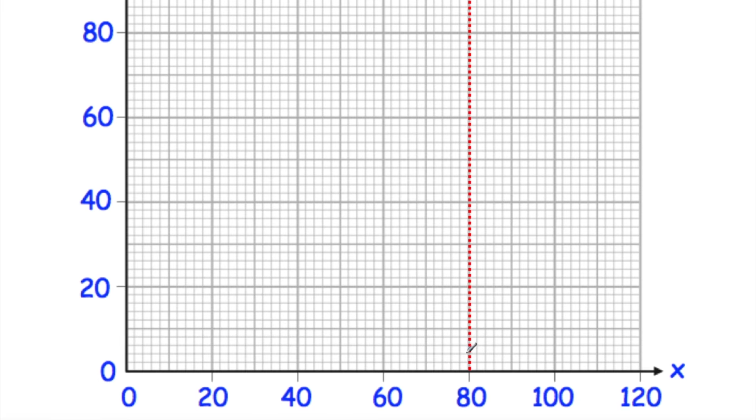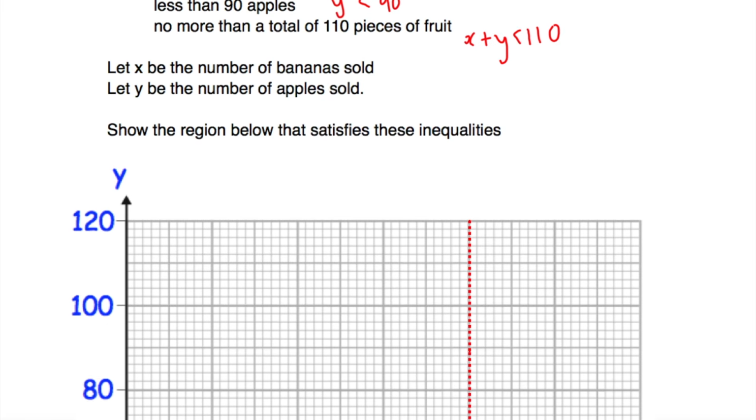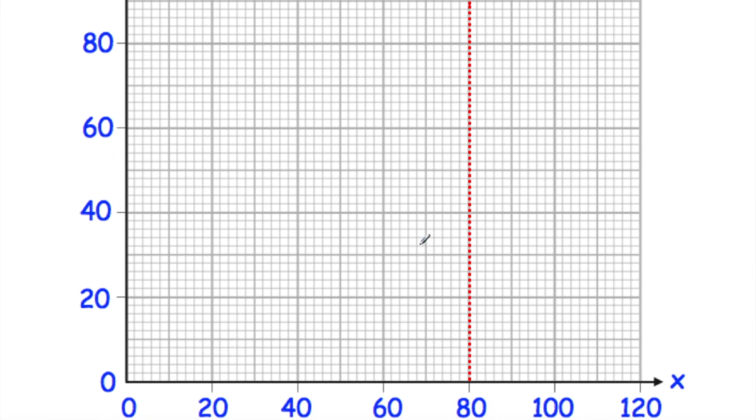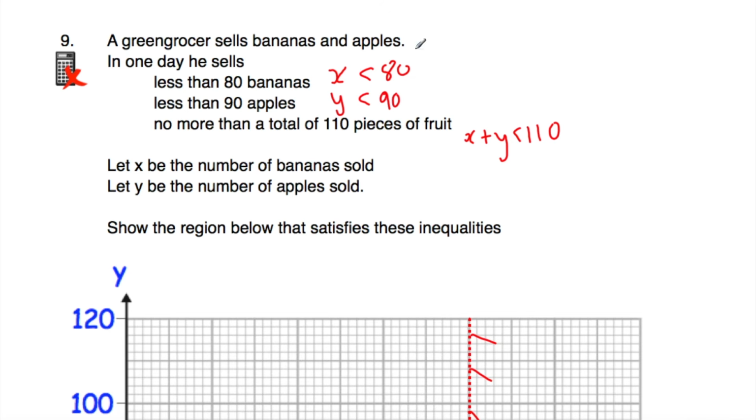Okay, so I've drawn the graph of x equals 80, but the inequality was that x is less than 80. So that means that we're going to accept everything to the left of that line. So everything to the left of that line, x will be less than 80, and we're going to reject to the right. So let's shade that in. So let's just do little dashes to show that we're rejecting to the right-hand side of that vertical line. Okay, so we've done our first inequality.